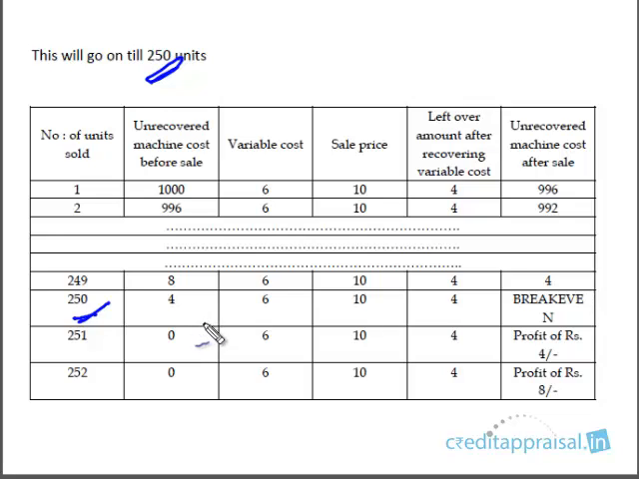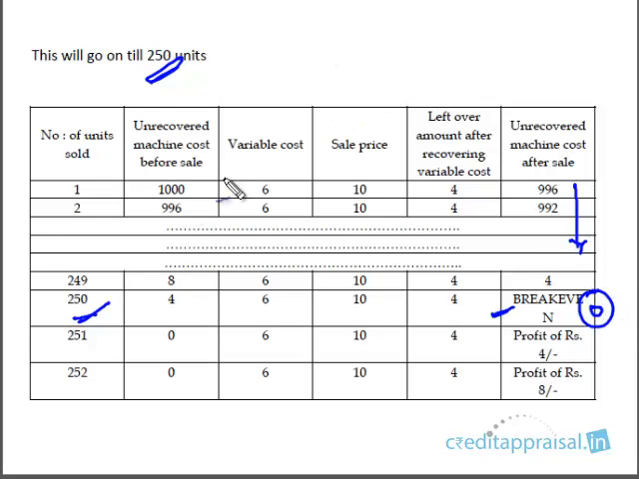When you sell 250 products, at that stage what's going to happen? The unrecovered machinery cost will ultimately become zero, right? This is what we call the break-even, right? Break-even point is the point when you have recovered the entire fixed component, the fixed expense. That unrecovered amount is no more, so the unrecovered machine cost becomes zero, right?